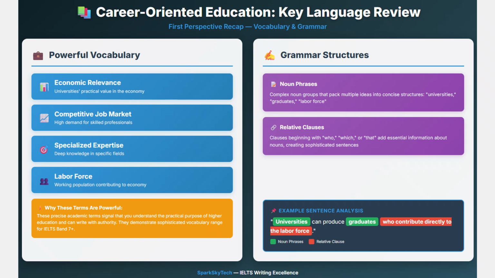For a visual, imagine a sleek infographic split screen. On one side, students working in a high-tech lab, and on the other, the keywords floating around them dynamically. This reinforces the connection between the language and the practical context.